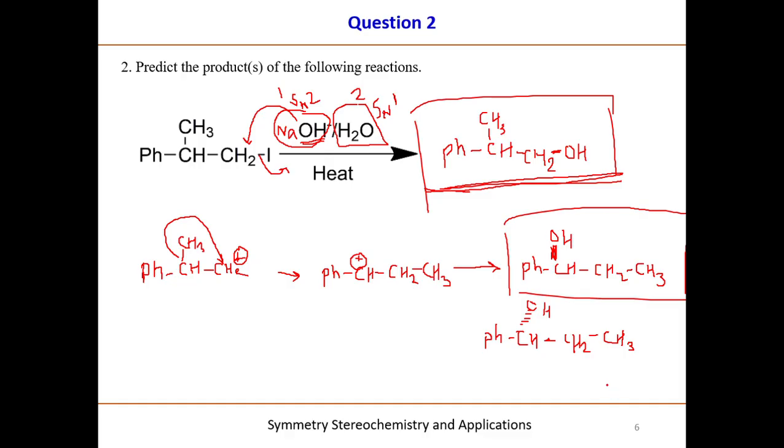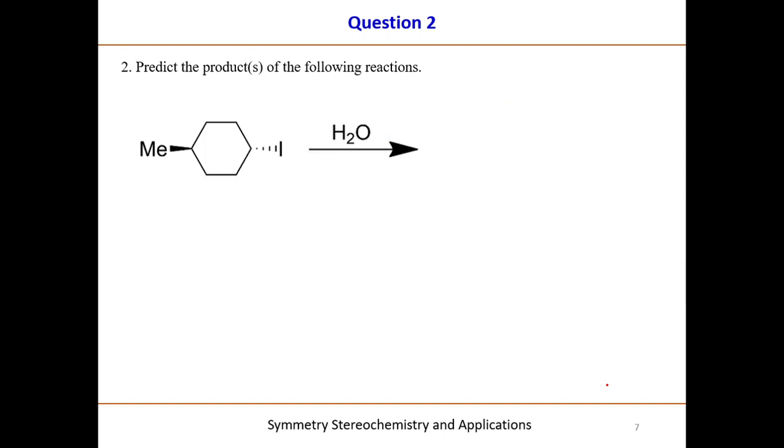Now move to the next question. On the arrow you can see here only H2O is given. That means we have to consider H2O as a nucleophile here. Only H2O is given. So here you can see that this is a di-substituted cyclohexane. This is the halogen group present on this position.